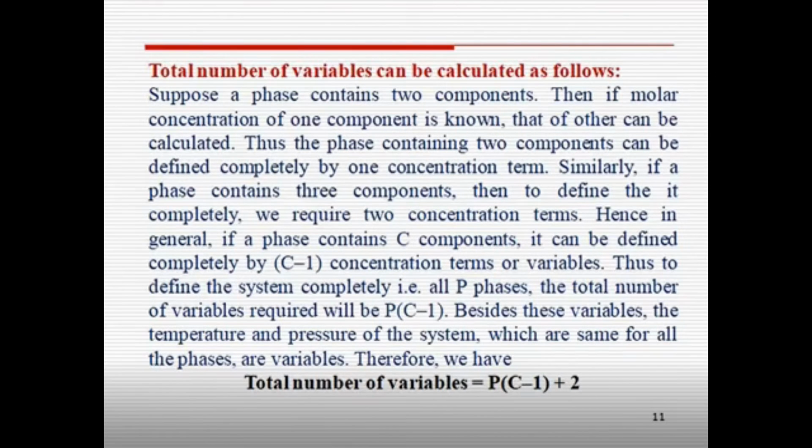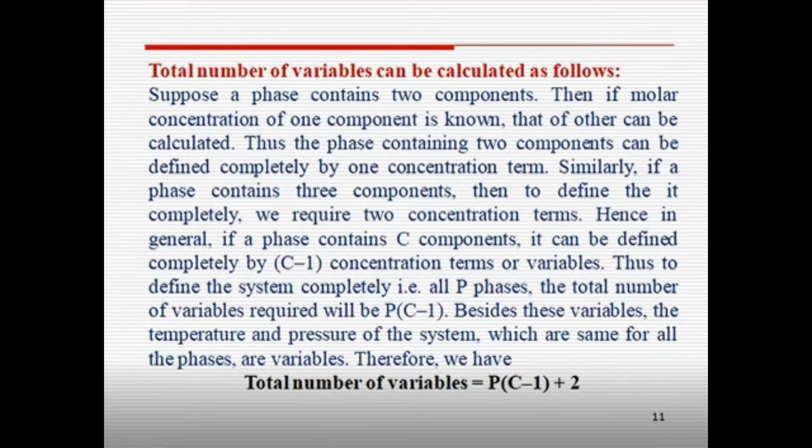First is the total number of variables. Suppose a phase contains two components, then if the molar concentration of one component is known, that of the other can be calculated. Thus, the phase containing two components can be defined completely by one concentration term. Similarly, if a phase contains three components, then to define it completely, we require two concentration terms. Hence, in general, if a phase contains C components, then it can be defined completely by C minus 1 concentration terms or variables. This is for one phase.